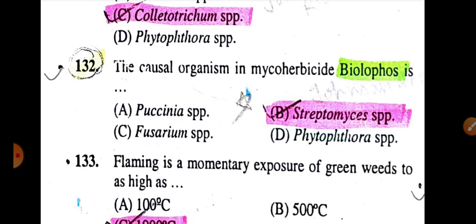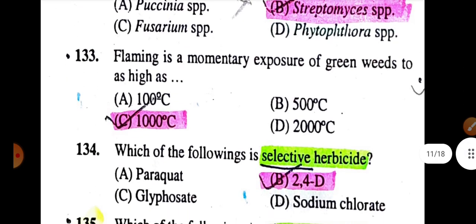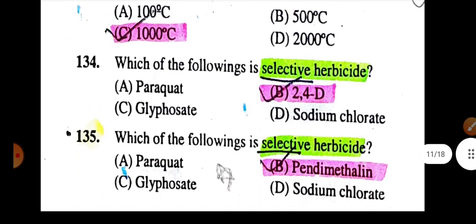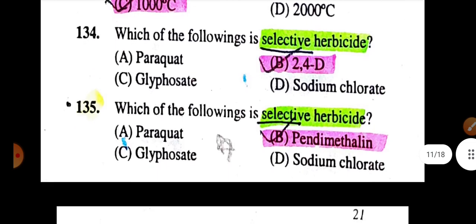Bialaphos, Streptomyces species. Flaming is a momentary exposure of green weed to as high as 1000 degrees Celsius. Which of the following is selective herbicide?